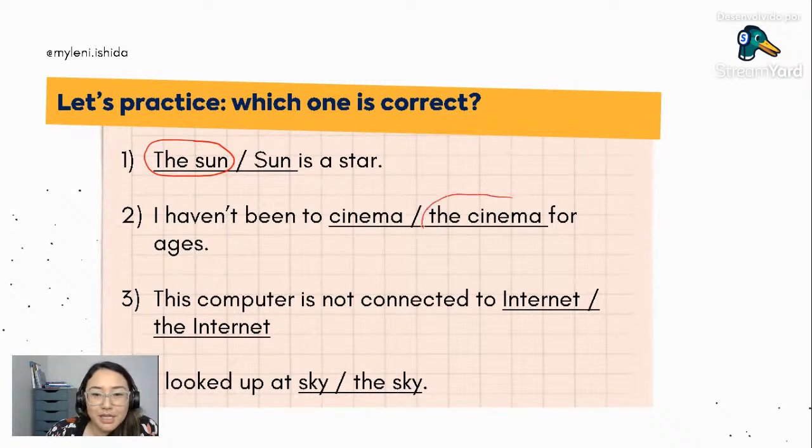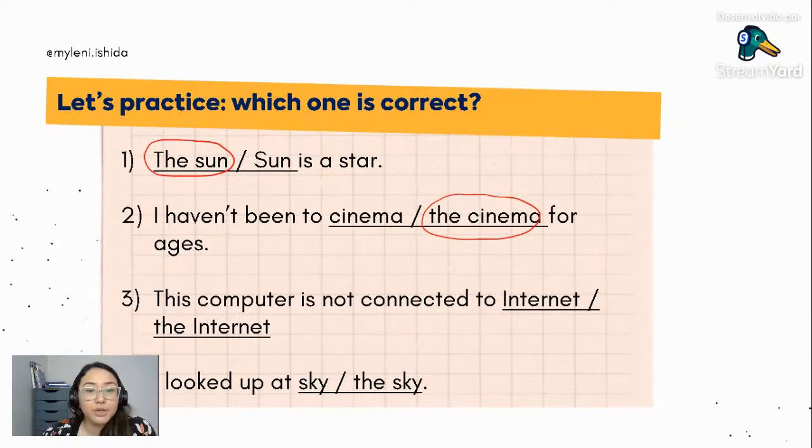the cinema for ages. Ah, teacher, but the cinema, is that something specific? That's a good question, right? In this case, cinema, we always use the, okay? I haven't been to the cinema. We always use the. Why? Because God wants, okay? We just use it like that, okay? I really would like to know if there is an explanation for why we always use the cinema. We don't use cinema, we say the cinema, okay?